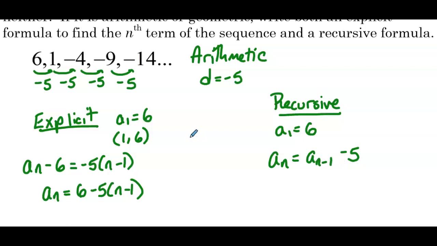So this is a good point to remind ourselves the explicit formula is really useful for finding later terms of the sequence: 50th, 100th, 1000th term of the sequence. The recursive formula is really good to know where the sequence starts and what the pattern that the sequence has is.